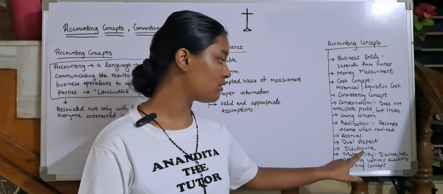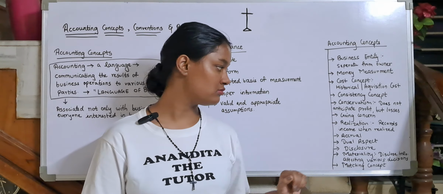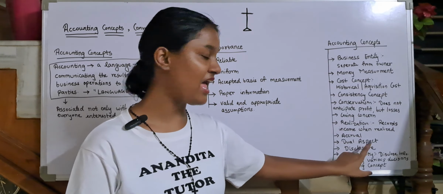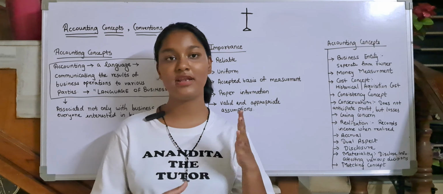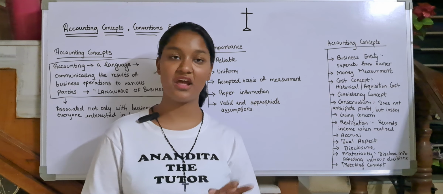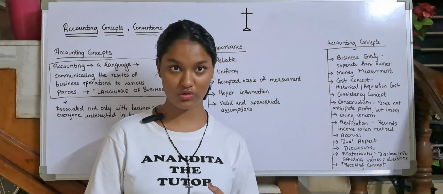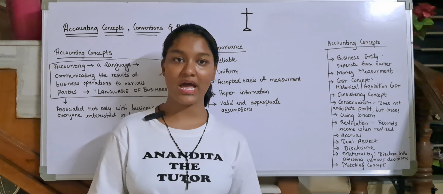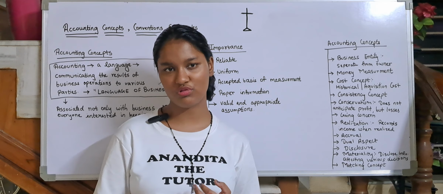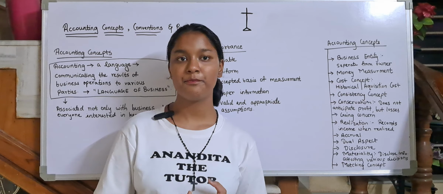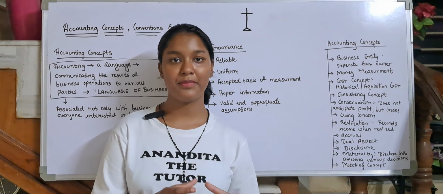Then dual aspect. Dual aspect means whatever transaction I record in my books, I will record it in two ways. So here the two aspects are debit and credit. Now this you will learn in your future videos. So, debit or credit.